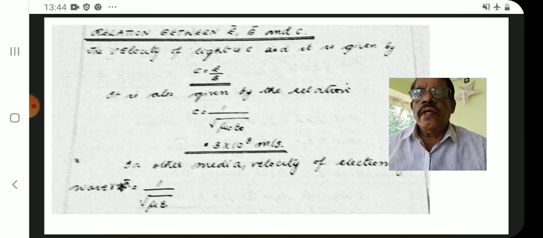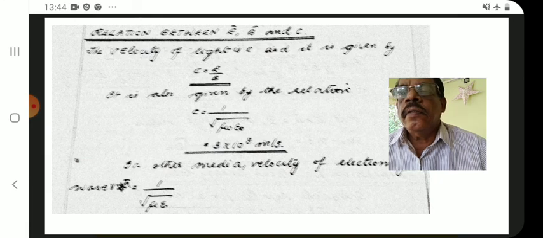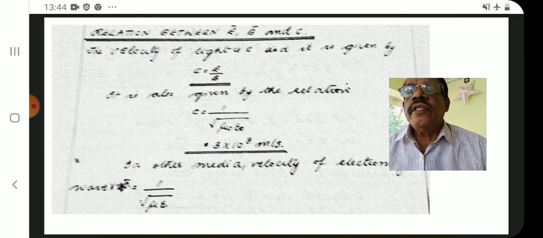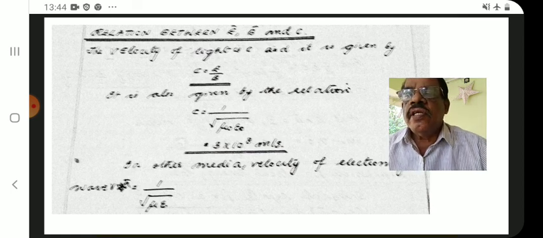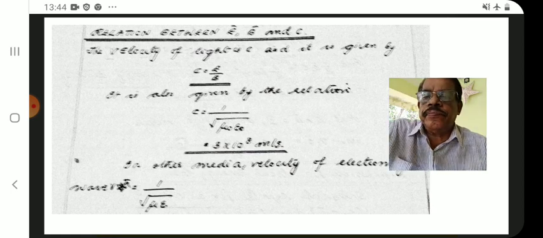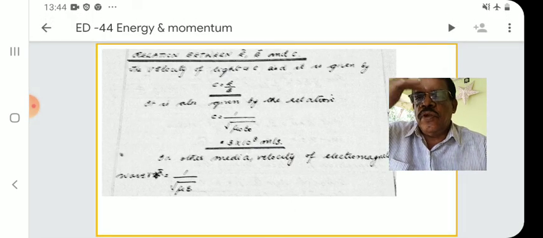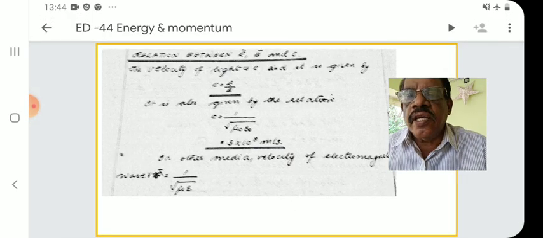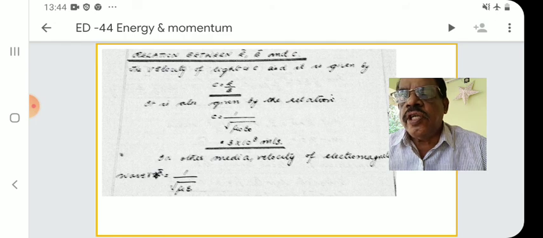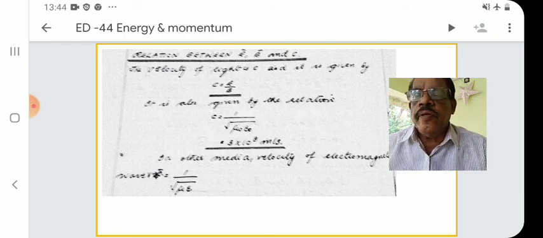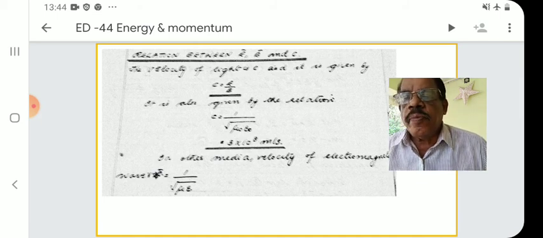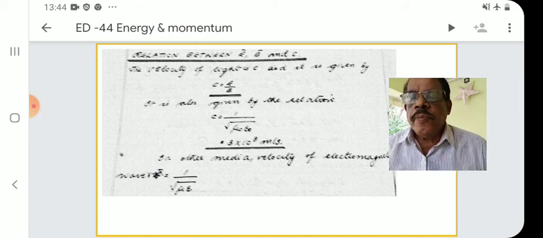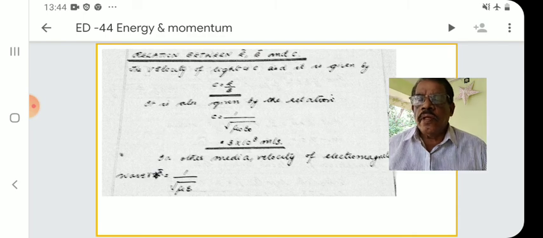The velocity of light is C, and it is given by the equation C is equal to E by B. It is also given by the relation C is 1 by root of mu 0 epsilon 0. That is for vacuum.